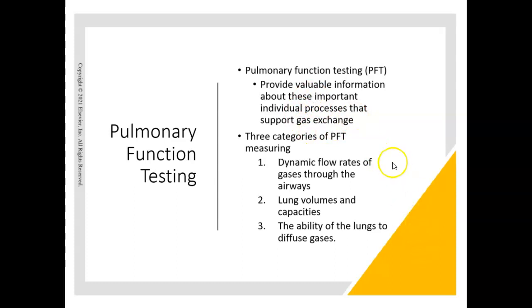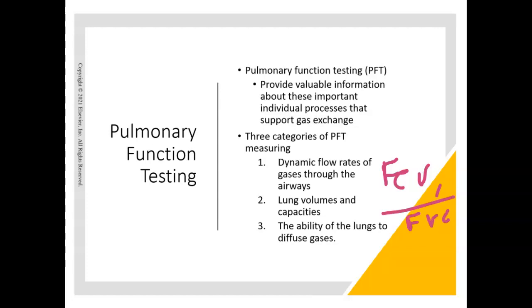So pulmonary function tests are going to be very valuable in giving us information about things that affect gas exchange. There are three categories we break PFTs down into. We have our dynamic flows of gases through the airways. This is an example of spirometry. Spirometry and forced vital capacity would be some of the measurements we take here. So your FEV1 and your FVC are measured in this first category.